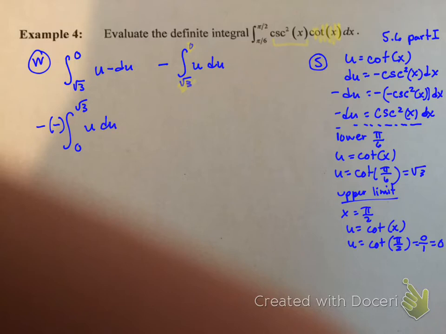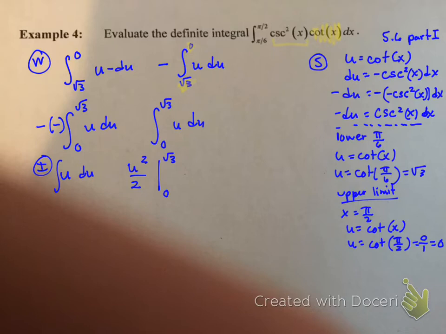Once again, what I did here was use a rule to change the upper limit and the lower limit, but remember you have to bring a negative out. So a negative times a negative is a positive. So basically what I have to integrate is, from 0 to radical 3, u du. If I integrate u du, I get u squared over 2. I'm using rule number 2. And I'm going to integrate that from 0 to radical 3.